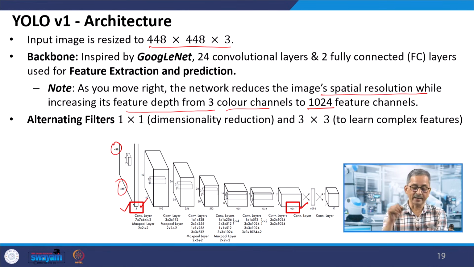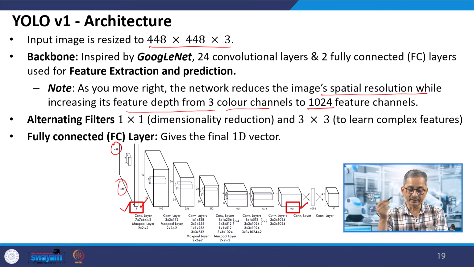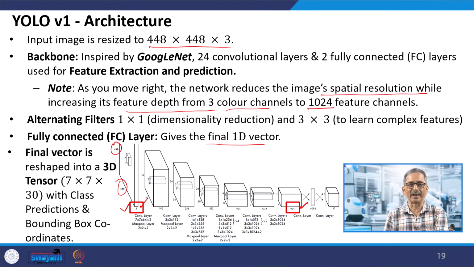Alternating filters are used for dimensionality reduction, that is 1 × 1 filters, and 3 × 3 to learn the complex features, and the fully connected layer gives you the final 1D vector over here. I am not explaining all these processes, it is self-explanatory. You can use the formula which I have discussed in order to get these sizes. The final vector is reshaped into the 3D tensor, that is 7 × 7 × 30, with class prediction and the bounding box coordinates.